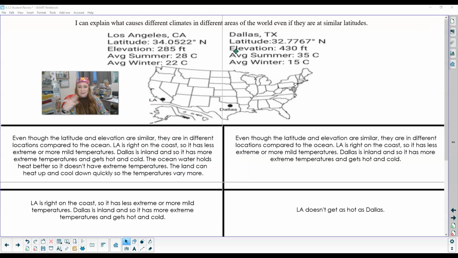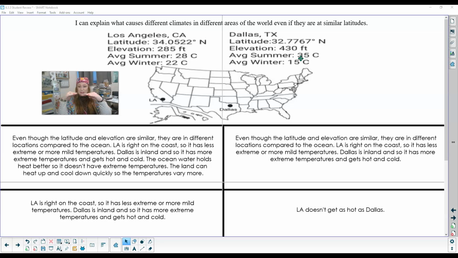Okay, so here we can see all of our data. If I'm looking, their latitudes are very similar. Their elevations really are not that much different. This is a couple hundred feet above Los Angeles, but not thousands. They're both very close to sea level. But I can see that Los Angeles really doesn't get that much different. It's only 6 degrees different here, where Dallas gets lower and hotter.